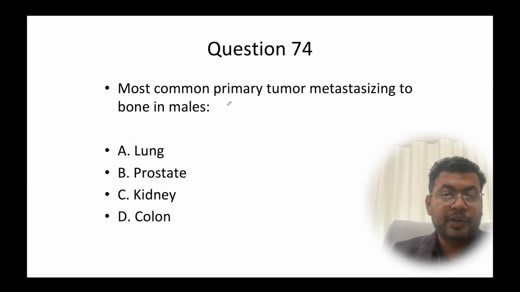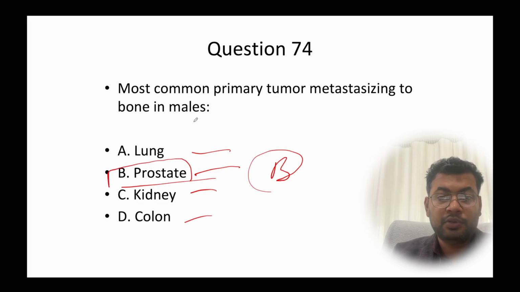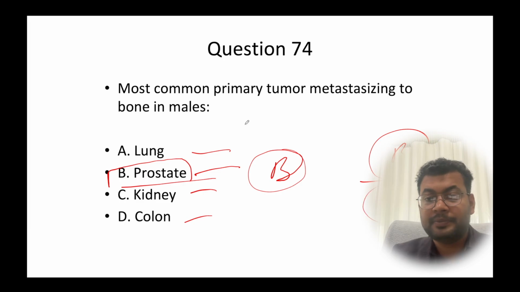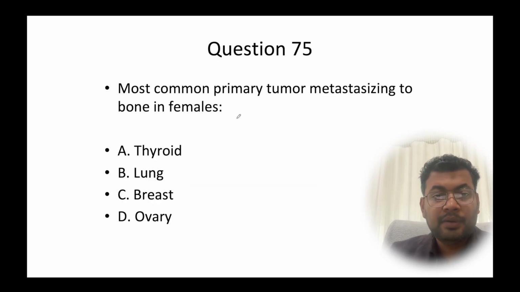Most common primary tumor metastasizing to bone in males is prostate, lung, kidney, colon. So the answer is B, prostate. It is the most common to metastasize. In female it is breast, in male it is prostate. It is very easy to remember. Most common primary tumor metastasizing to bone in female. So answer is breast.